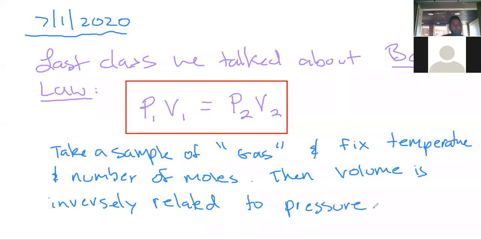So what do we mean by inversely? What does that have to do with the English description and the mathematical description? For those who are fluent in the language of algebra and mathematics, that whole sentence that I've written in blue is encapsulated in this red equation. So let's think about why that's the case.